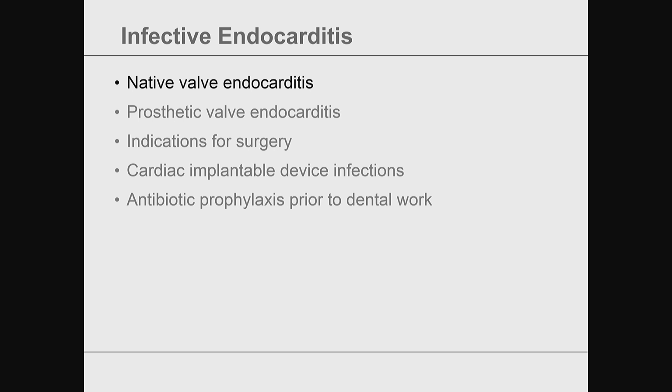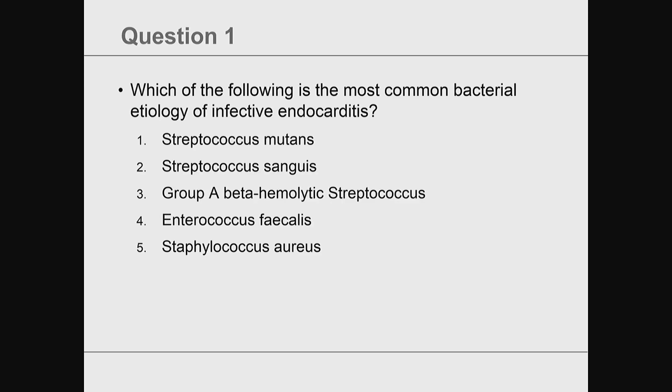So to begin, I'd like to start with a question. Which of the following is the most common bacterial etiology of infective endocarditis? 1. Streptococcus mutans. 2. Streptococcus sanguis. 3. Group A beta hemolytic streptococcus. 4. Enterococcus faecalis. Or 5. Staphylococcus aureus. The answer is Staph aureus.